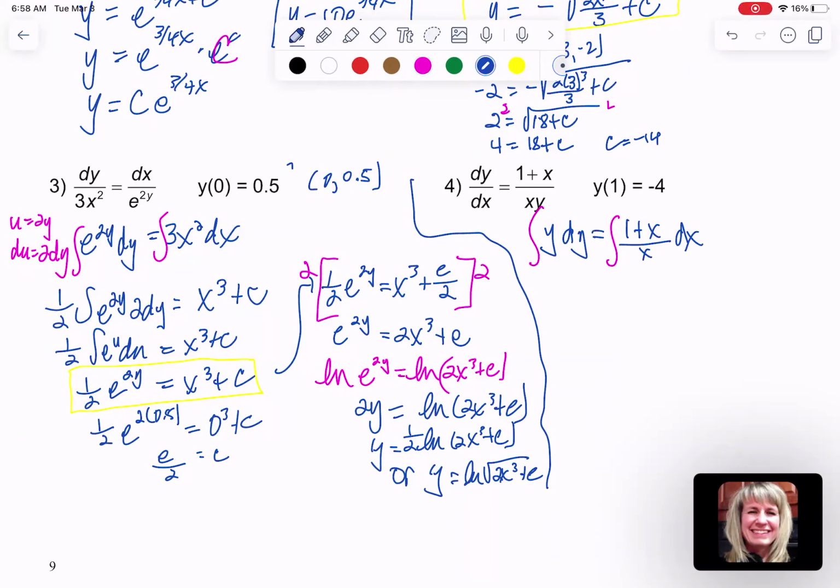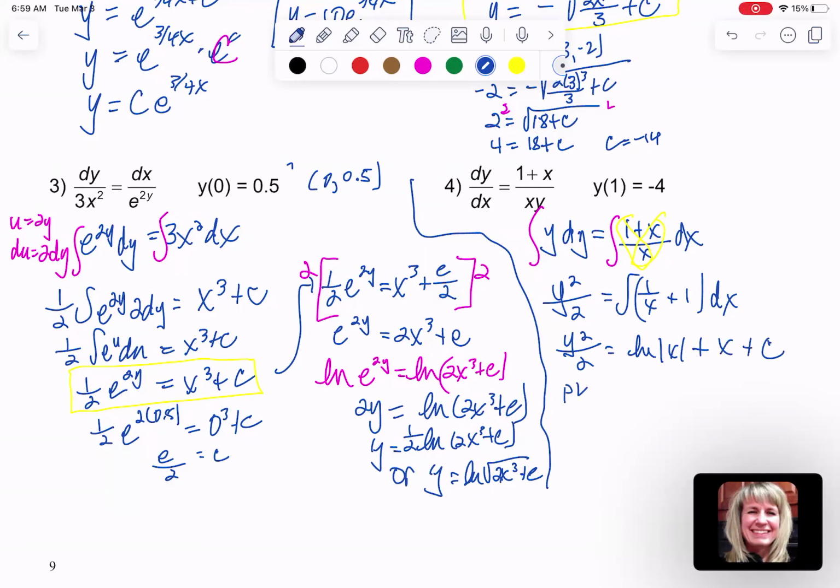On the left-hand side, that just becomes y squared over 2. On the right-hand side, you can't let u be anything here because the du isn't there, but hopefully you see I can do 1 divided by x and x divided by x and break that up into 2 separate terms. So you can write this as 1 over x plus 1 dx. And so when we integrate that, the integral of 1 over x is just natural log of x, plus the integral of 1 is x, and then plus c.